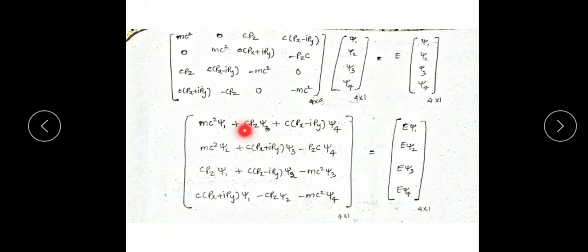So if we do calculations, if we keep this E here and send this element to that side, we would get (E − mc²) into xi1. Xi1 is nothing but u1 into e power i(k·r − ωt). Hence here we have (E − mc²)u1. Next we have c pz into xi3; when this goes to that side, minus c pz into u3. Next c into (px − i py); if this goes to that side, minus c(px − i py).